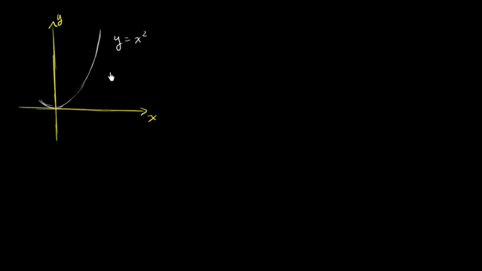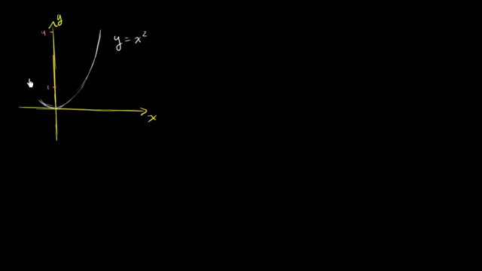Here we have the graph, or part of the graph, of y is equal to x squared again. And I want to find the volume of another solid of revolution. But instead of rotating around the x-axis this time, I want to rotate around the y-axis. And instead of going between 0 and some point, I'm going to go between y is equal to 1 and y is equal to 4.